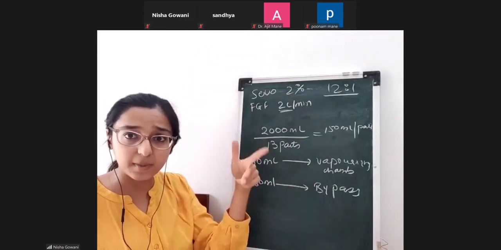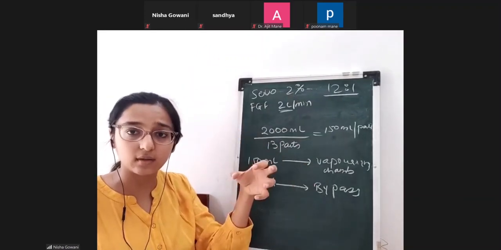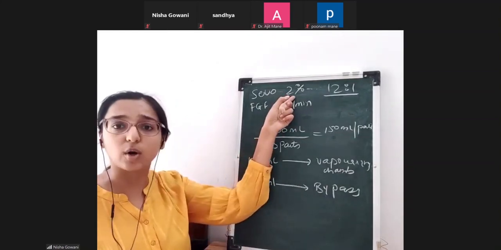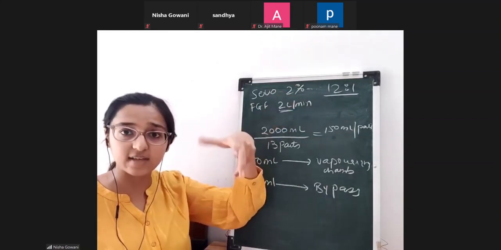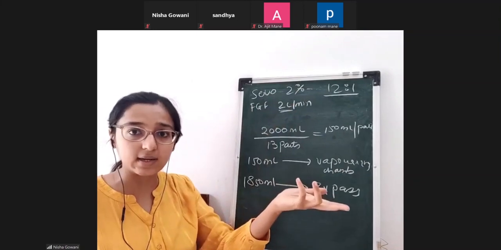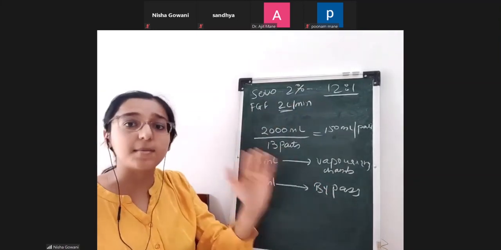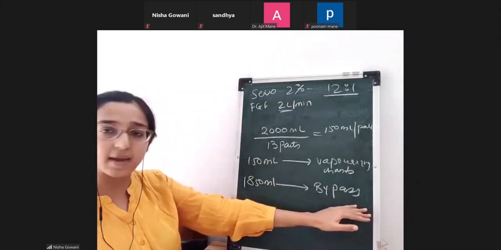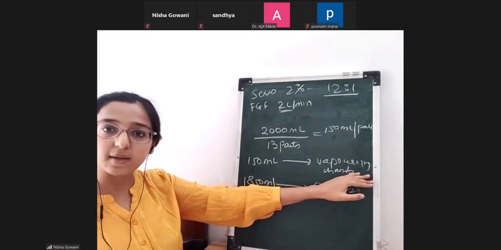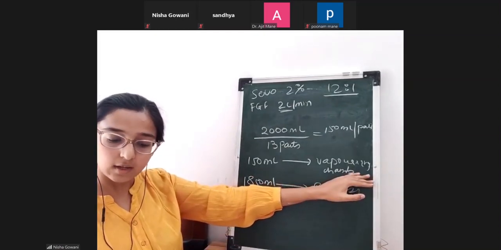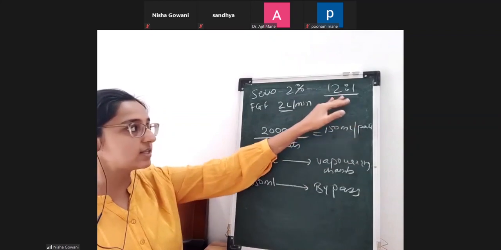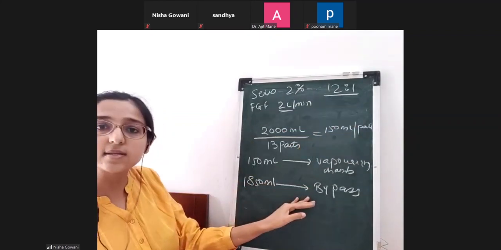That's why we are having this splitting, because we want to dilute it and bring it to the setting which I want, which is 2%, which I have set. That's why we are doing the splitting, right? So major chunk, always remember, major chunk is always going to the bypass, and the minor chunk goes to the vaporizing chamber. Is this understood, how this splitting occurs and how it decides how much goes where?